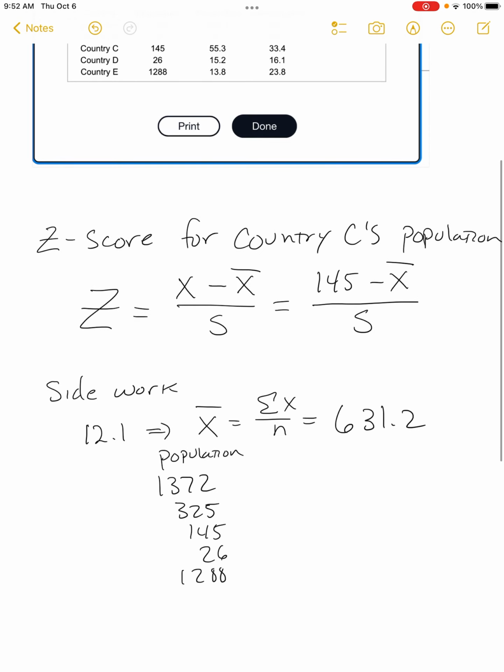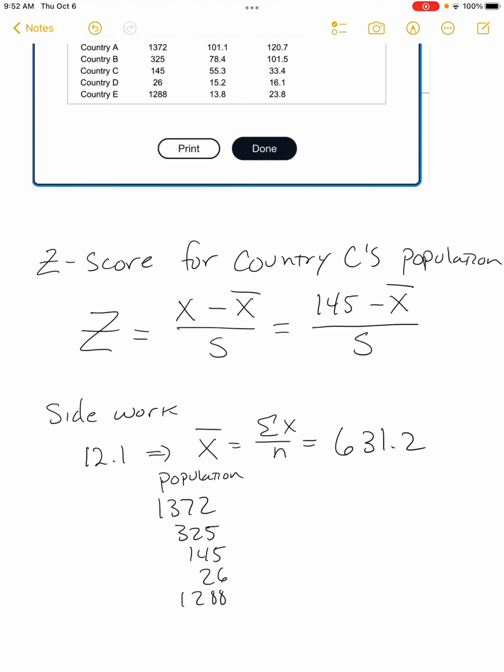Awesome. So I ran the mean of these 5 numbers, and it came out to be 631.2. Then you're going to use whatever you did in the previous section to find the standard deviation, but you have to hand calculate that as well. And so we got to hand calculate the standard deviation. I forget what section that is. I want to say 12.3, but it could be 12.4.